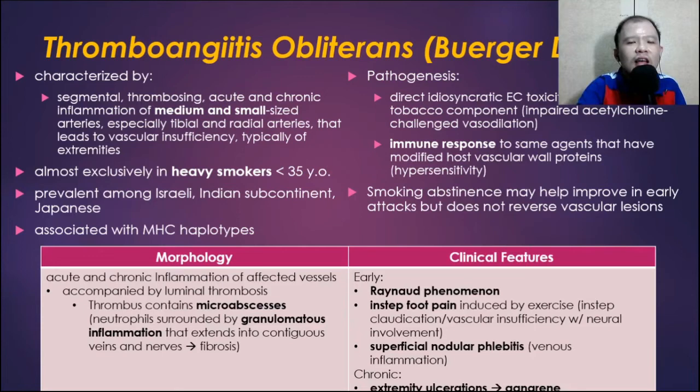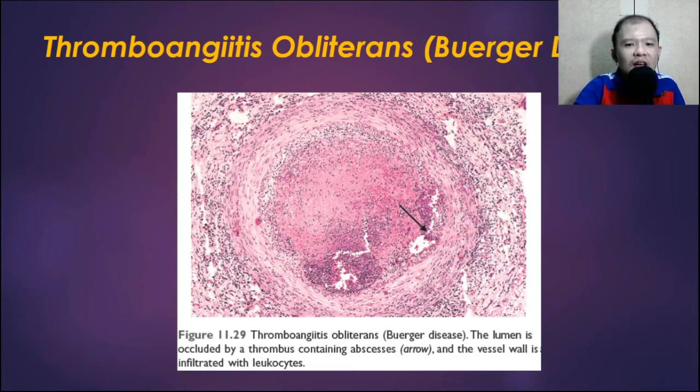Thromboangiitis obliterans. Again, this is an arteritis that involves medium to small blood vessels, and it is particularly seen in heavy smokers. President Duterte has Buerger disease because he is a heavy smoker. What are the features? You have Raynaud's phenomenon. You have claudication, causing the pain. And here, you also have a thrombus that contains microabscesses, surrounded by granulomatous inflammation. So you have a thrombus and at the same time abscess formation, so double trouble.